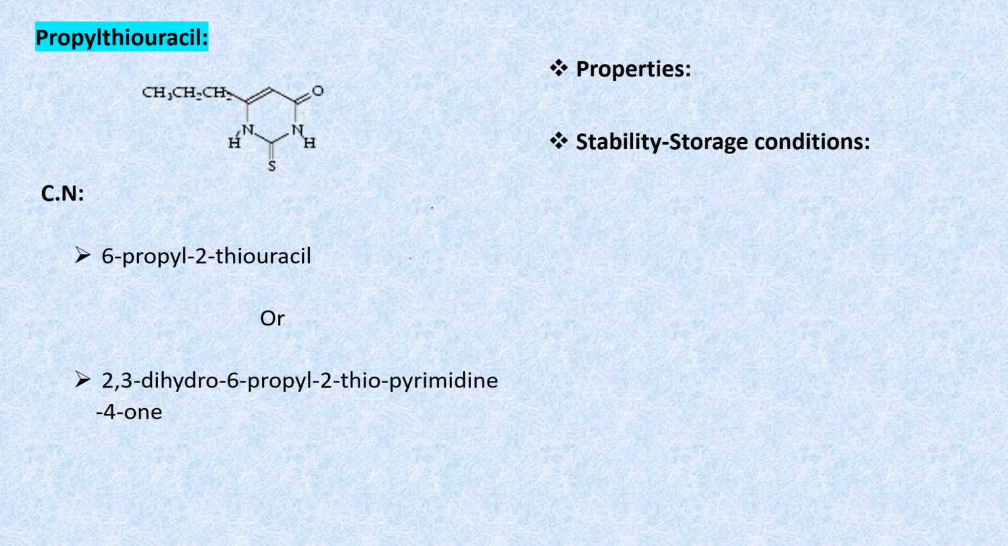Stability and storage condition: it is affected by light, therefore store in well closed light resistant containers. Uses: same as that of your methimazole. Official preparation: propylthiouracil tablet, which is official in your IP and BP. Brand names: Propacil, Procasil, Thyrostat second. These are the trade names or brand names of propylthiouracil.